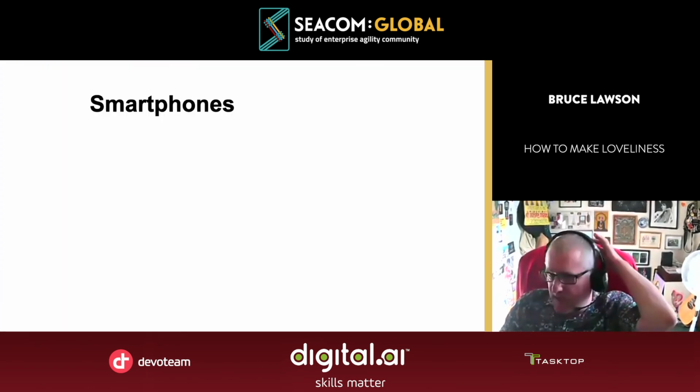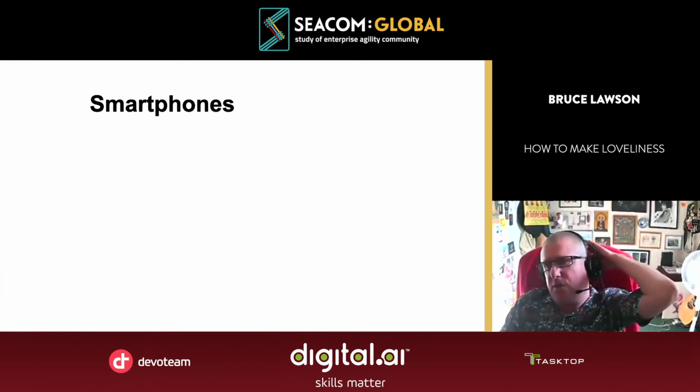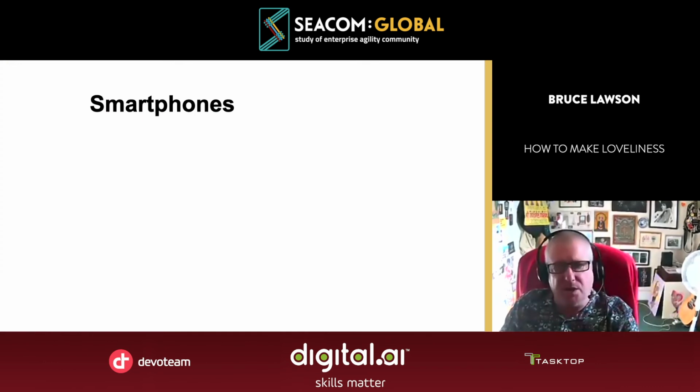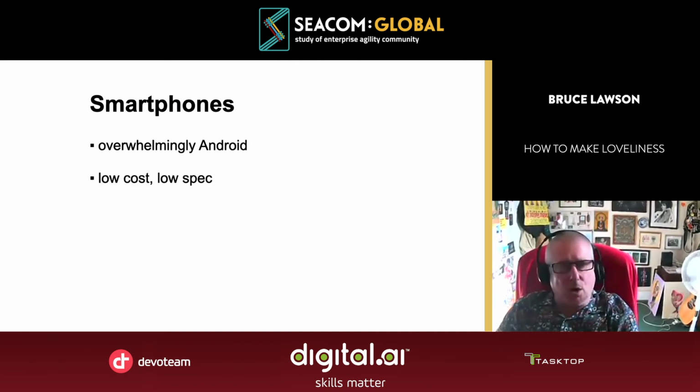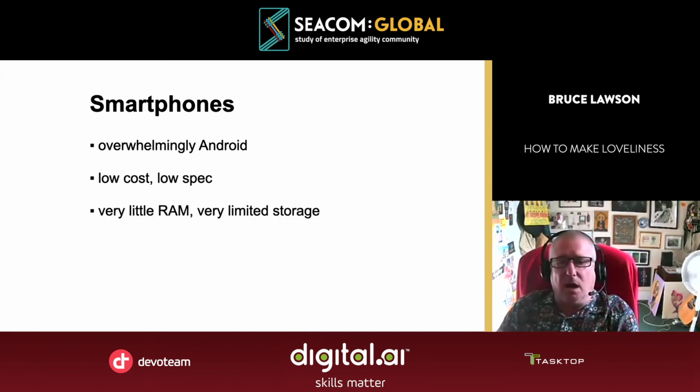Smartphones, of course, have taken over the world, but the majority of smartphones are not super whizzy iPhone 12s. They're overwhelmingly Android, low cost and low spec. Last Google I/O, they said that 25% of new Android shipments go out with 512 megabytes of RAM. Android devices have very limited storage, often a dual SIM.